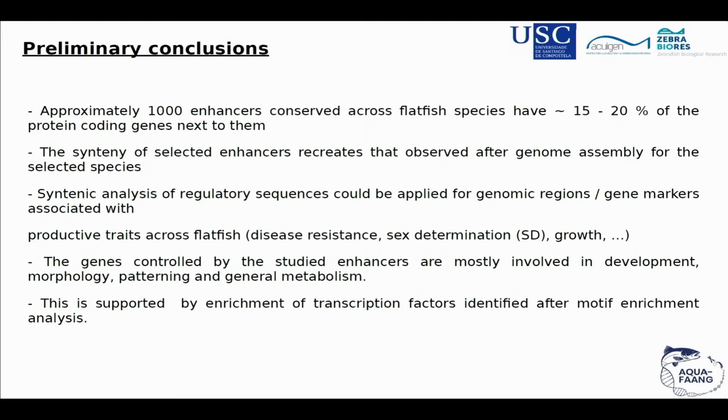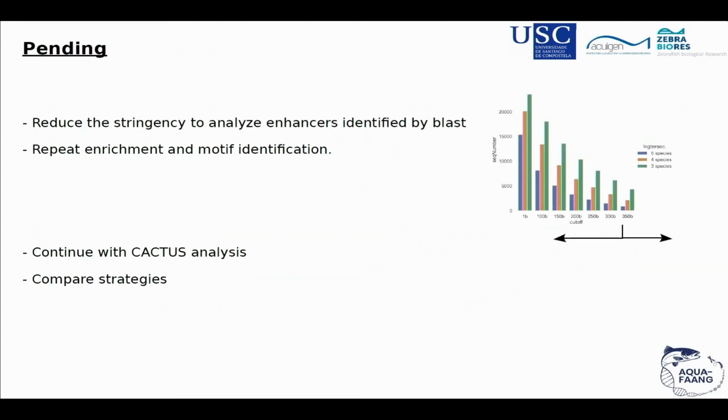This is the first stage of this work. Now, this has to be expanded, reducing the stringency to analyze enhancers with lower alignment length and those in less than 5 species, repeating all the enrichment and motif identification in these species, and continuing with the Cactus analysis. So in the end, we can compare the strategies followed, the results obtained by both approaches. And that's it.